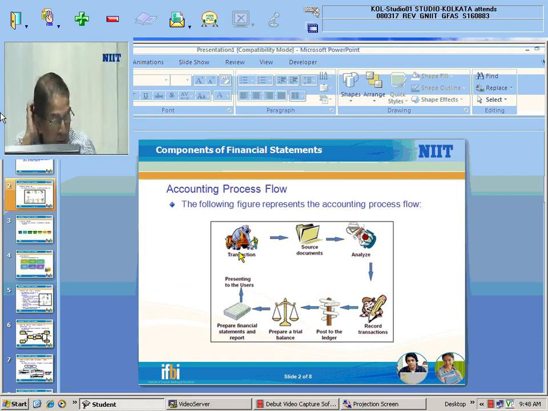Supposing the buyer is paying cash at the counter. You go to any shop and buy goods, you are given a cash memo. Cash memo is the equivalent of the sales invoice. So you get the cash memo, you pay the money and buy the goods. Now at the end of the day, these transactions done at the sales counter are being recorded.